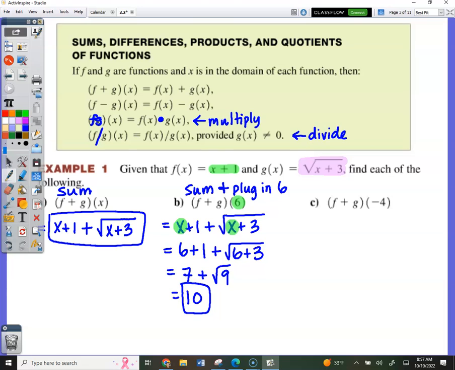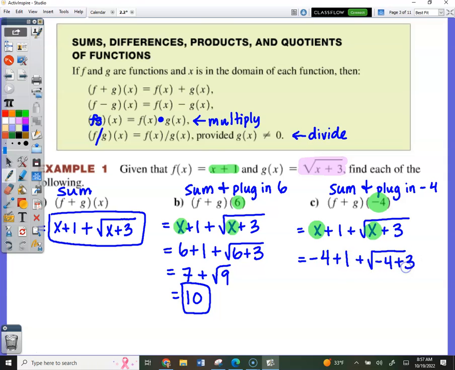C is the exact same thing. Find the sum and plug in -4. Well, we already know the sum is x plus 1 plus square root of x plus 3. So everywhere there's an x, we're now plugging in -4. Now, if you go to your calculator and type that one in, you're going to get an error. Why? There's a negative under the radical. We simply recognize that this is an issue. Let me write that it would be square root of -1, and we're going to say that this is not real. It's now crossing over into imaginary numbers, and we are not discussing imaginary numbers right now. It is not real, and that's because -4 got plugged in, and -4 is outside of the restricted values.